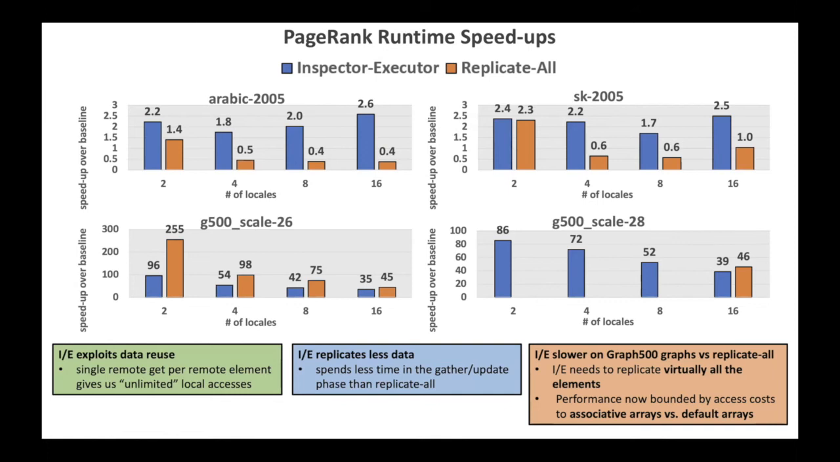So the inspector-executor ends up replicating pretty much the exact same number of elements that replicate all is doing. So at that point, what you're limited to in performance is the memory access costs to your associative arrays, compared to replicate all, which is using default arrays. And as we mentioned, associative arrays are going to be slower in that case.